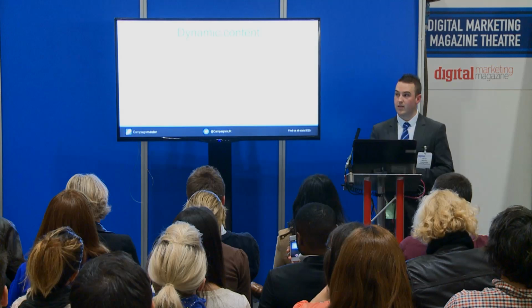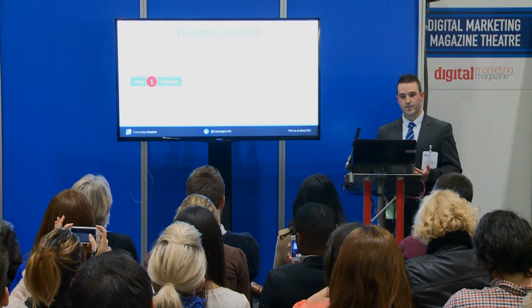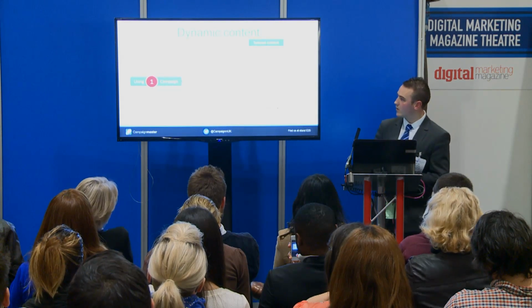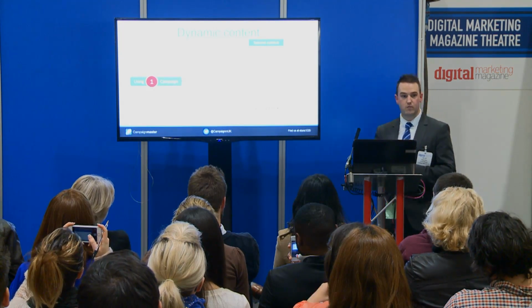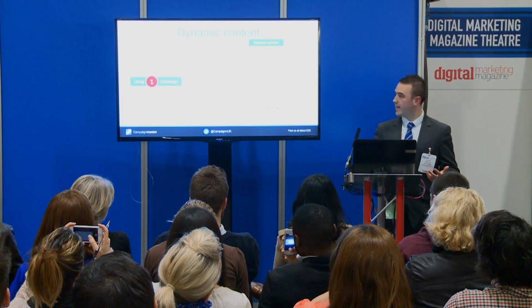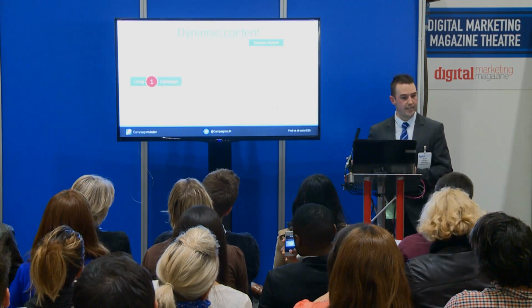Now we come on to dynamic content. What we have here is our campaign, and we're going to send it to a subscriber list. We have our default content for people we don't fully know about. We then have subscriber types A, B, and C, who will all get different content. So how does this work in actual practice?